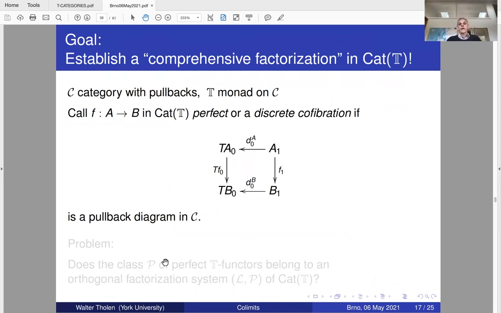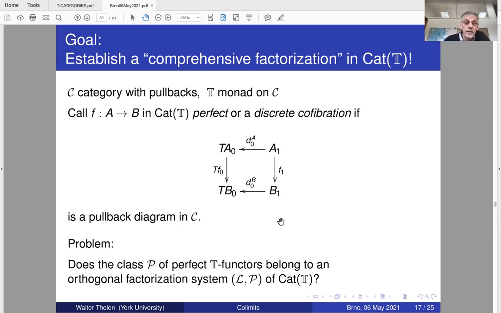All right, so now we want to do this in Cat-T. So first of all, it is very easy to say what in Cat-T a perfect or discrete cofibration should be. It should be that this diagram is the pullback diagram, because this is precisely how I started the talk when I characterized discrete cofibrations and perfect maps. Exactly the same picture.